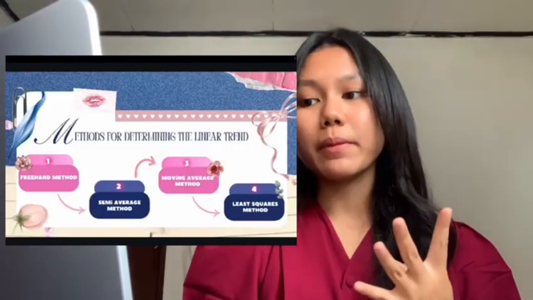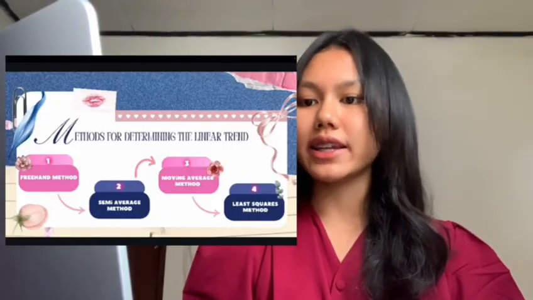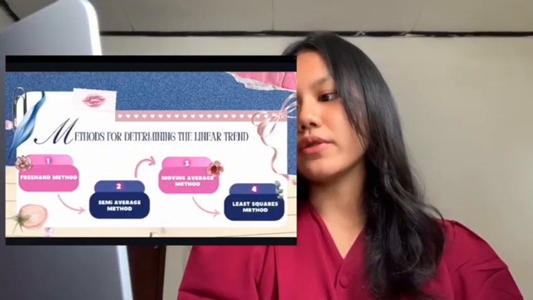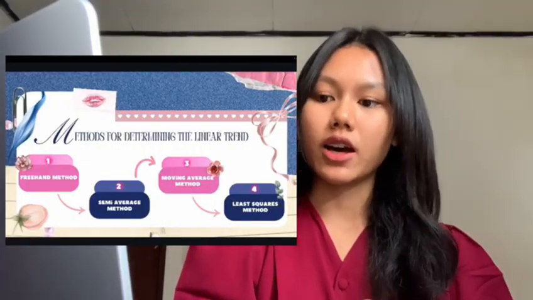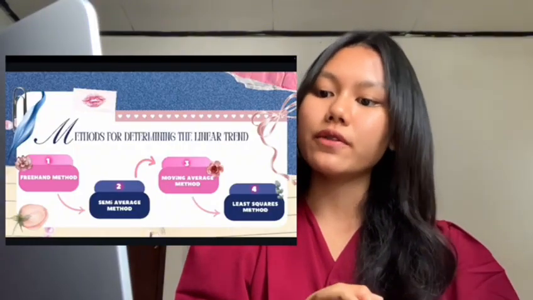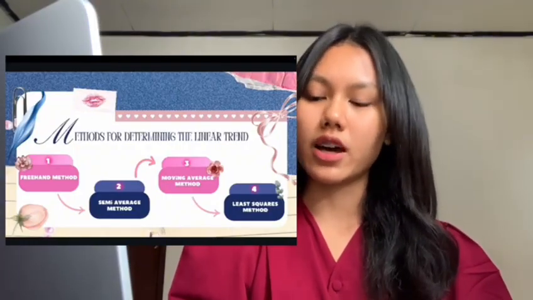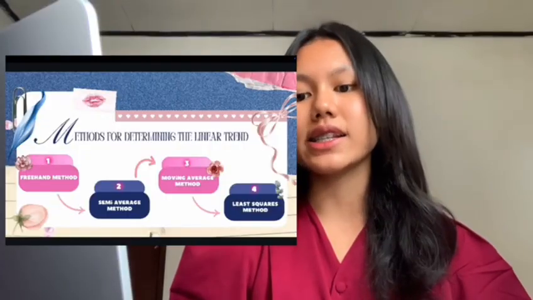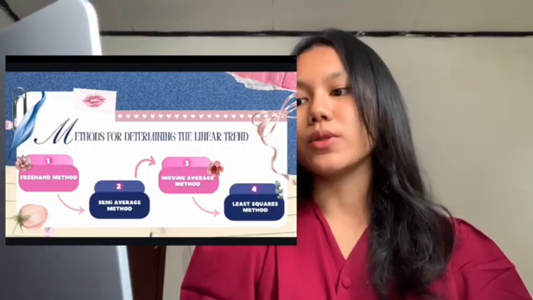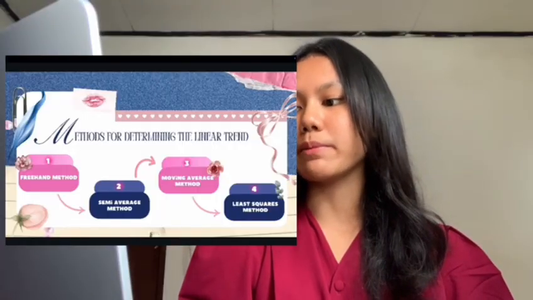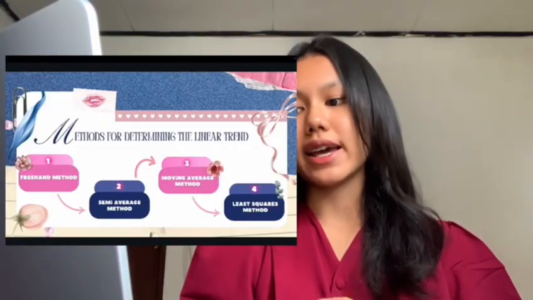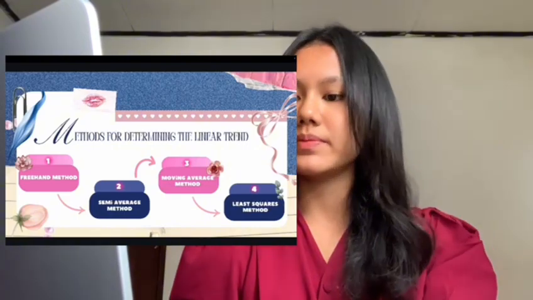And there are 4 methods for determining the linear trend. First one, freehand method. Second one, semi-average method. Third one, moving average method. And the last one is least squares method. So in this presentation, I will explain about the freehand method and semi-average method.